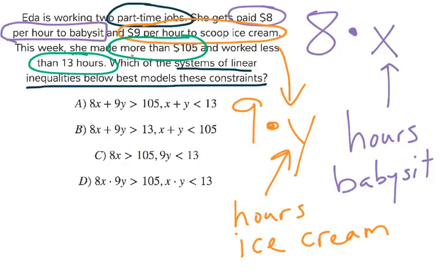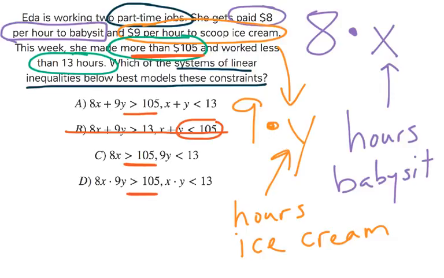We're looking for more than 105. Well, in A, you have a greater than 105. That's good. In B, you have a less than 105. You see it right here. That can't be the answer. We want more than 105. C, you also have a greater than 105. That's good. And then D, you also have a greater than 105. Those are all good so far.